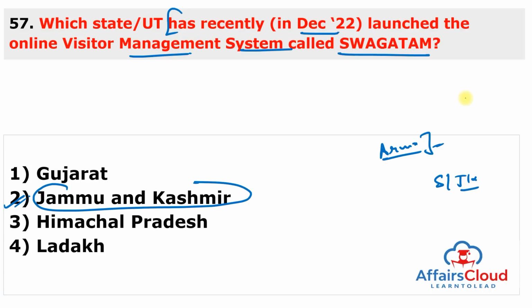The system shall enable a person to schedule a meeting in advance for the redressal of his genuine grievances, informed the State Department of Information and Public Relations. Just remember the keyword here is Swagatam.